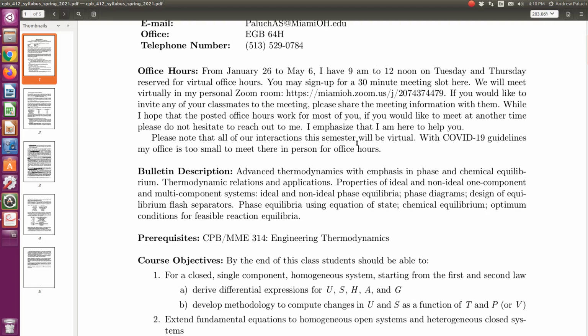I emphasize that all of our meetings will be virtual via Zoom. There won't be any office hours in my office. My office is just physically too small, so with the university's COVID guidelines, it's just not possible. If for some reason you need to meet in person, send me an email. Maybe we can meet outside or go for a walk or find a larger classroom.